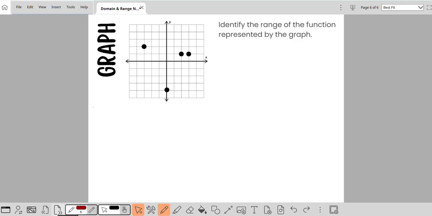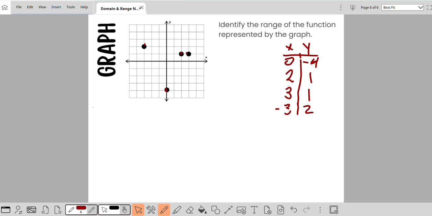Finally, we have a graph, and we're identifying the range of the function represented by the graph. I'm going to do this two ways again, just like I did the last one. And since I'm doing range this time, instead of starting from the left, I'm going to start at the bottom, and I'll show you why that's important in a minute. Well, that is (0, -4), excuse me. So I'll put that there, and I'm going to go up, and these two seem to be next. So they are (2, 1) and (3, 1), and finally this one up here as I moved up the graph is (-3, 2).